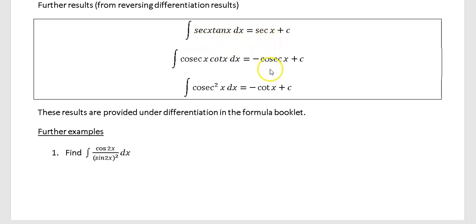We also saw that if you differentiated cosec, you got minus cosec cot. Therefore, if you integrate cosec cot, you get minus cosec x. And we saw if you differentiated cot, you'll get minus cosec squared. That means if you integrate cosec squared, you'll get minus cot. So these are all provided in the differentiation section of the formula booklet. So we're just going to look at 1, 2, 3 examples of this.